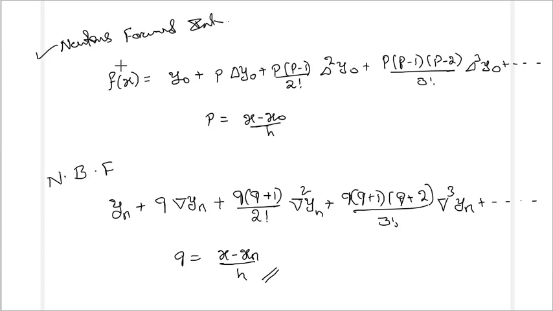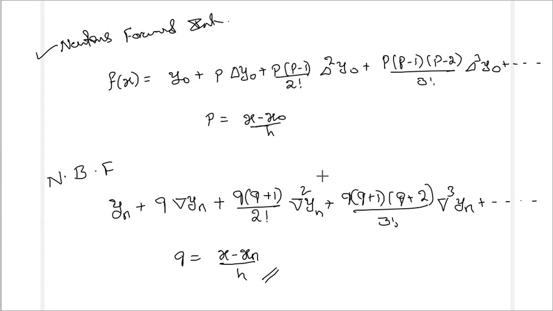Now in today's class, let us discuss Gauss central difference formulas. And why are we calling it the central difference formula? Because we are going to consider the middle values of the table, and the middle value we take as x0, and the rest of the values we will take as x minus 1, x plus 1, like that.